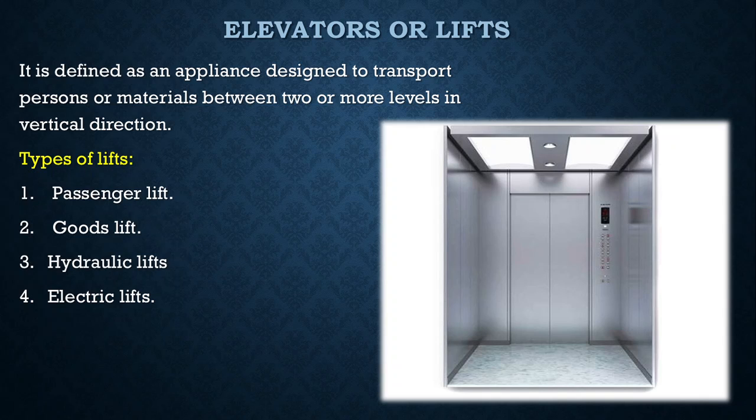Goods lifts are used to transport goods and materials. Hydraulic lifts are used to lift weights or other things. Electric lifts are used for electrical kinds of activities. Passenger lifts. So what are the types of lifts? Passenger lifts, goods lifts, hydraulic lifts, and electric lifts.